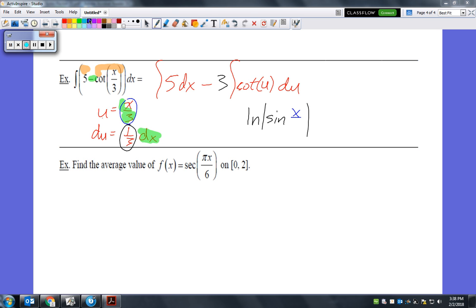X over 3. Right? And we still have this minus 3, right? And at the end we have plus c. And then this one, what does this one just become? 5x. Done.